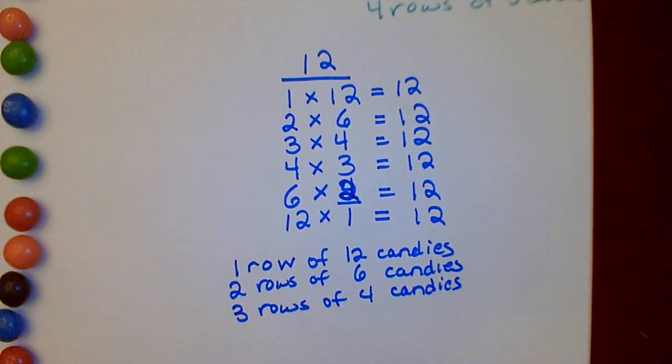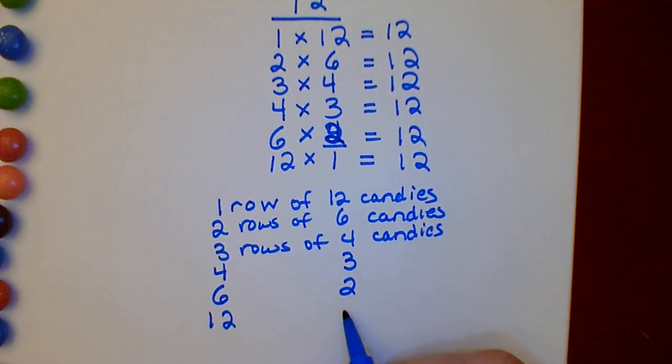And then I'd have to do 4 rows of 3 candies. And I'm just going to jot these in because you don't need to watch me writing all this. And 6 rows of 2 candies and 12 rows, oops, and I'm running out of space, of 1 candy. Right? So those are all the ways we could do this one.